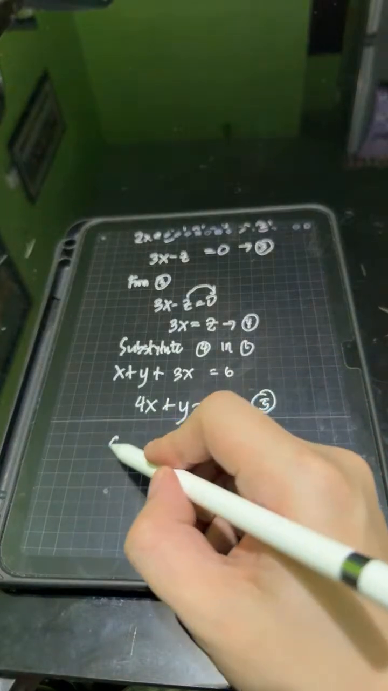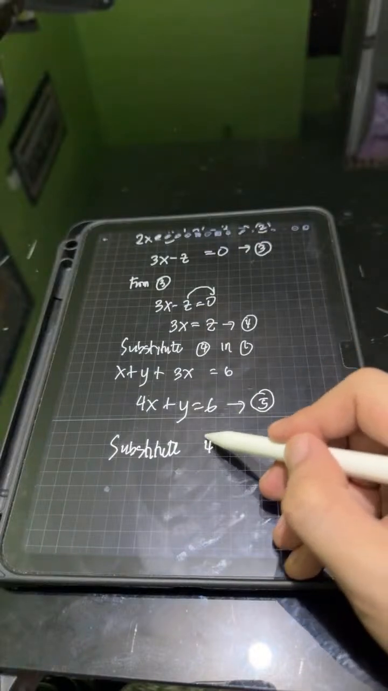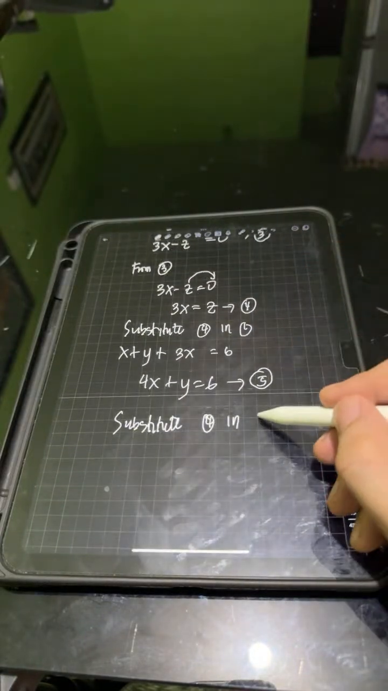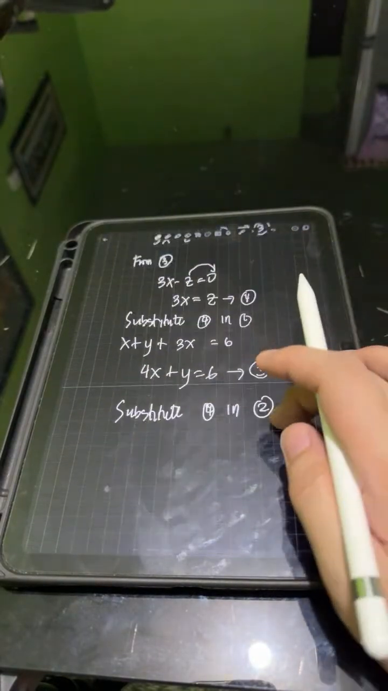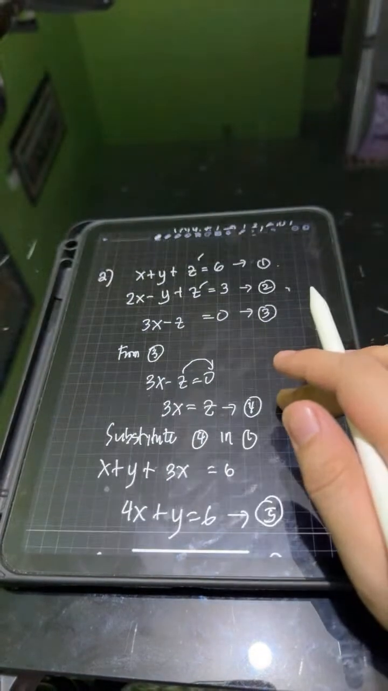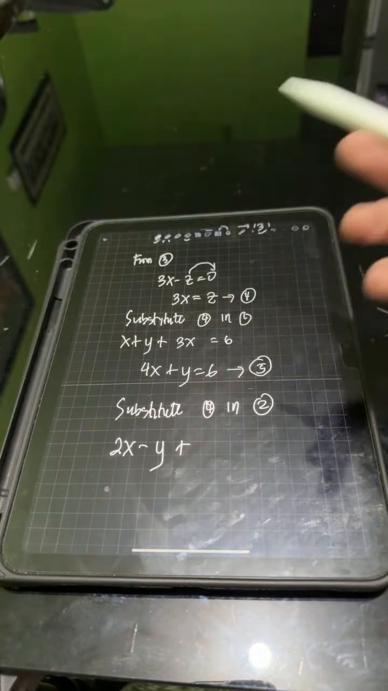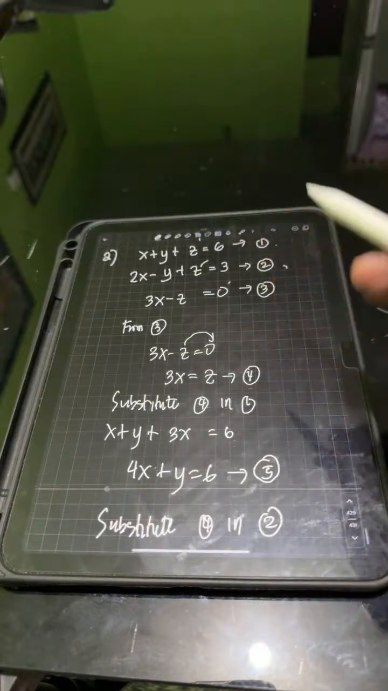Also, substitute 4 in 2. So equation 2 is 2x minus y plus z equals 3. 2x minus y plus z. Again, substitute z in terms of x, which is 3x, then equal to 3.